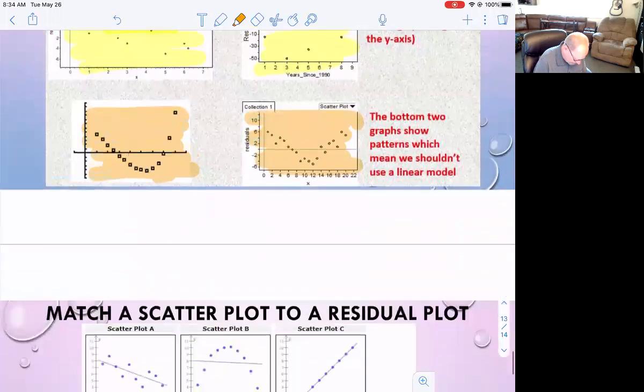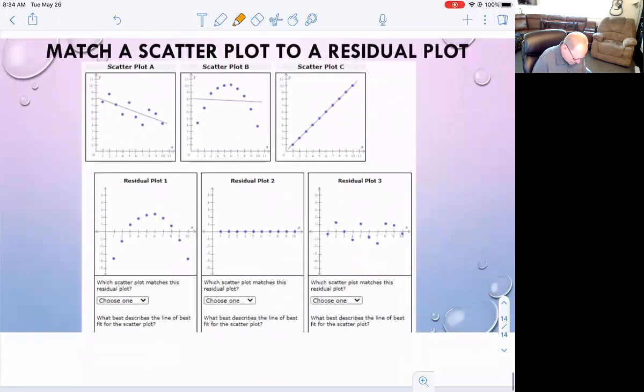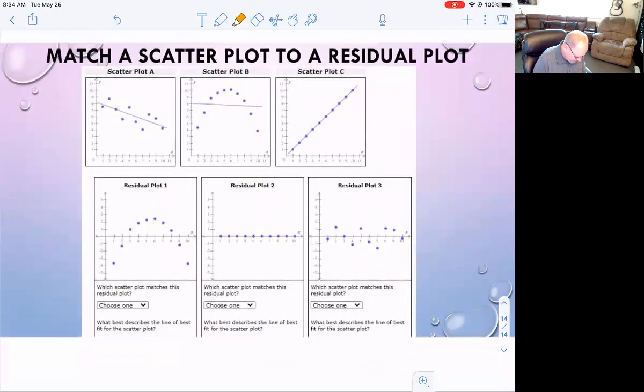All right, now let's look at your question on Alex. You're going to match scatter plots A, B, and C to residual plots 1, 2, or 3. Let's start with the one that is following a straight path. There is no distance between each point and the line, so when we plot those values, there's going to be no distance between the x-axis and those points.